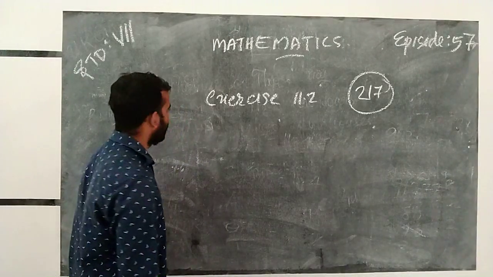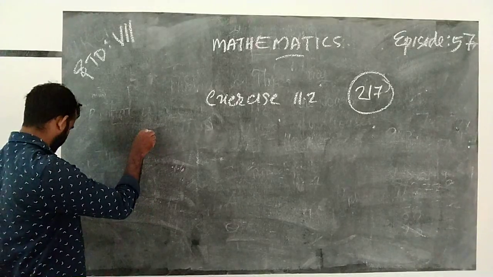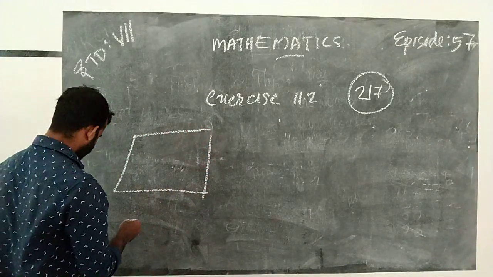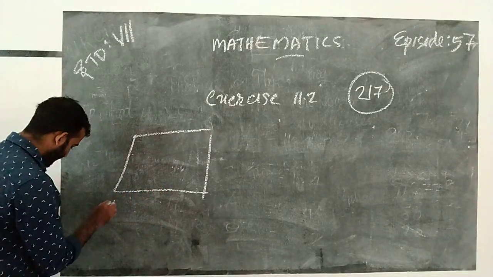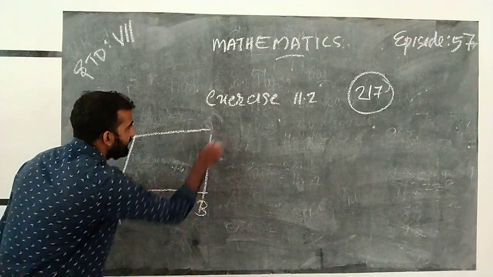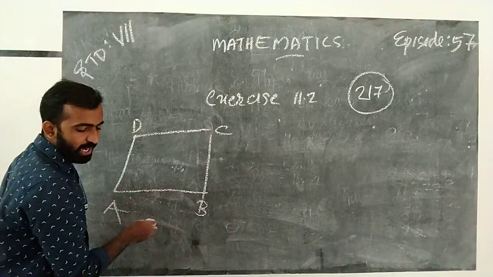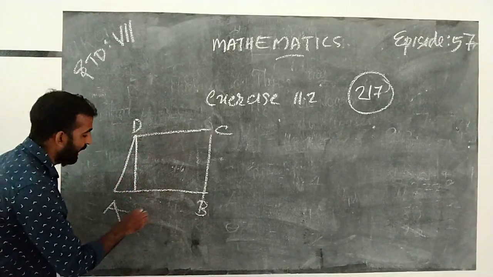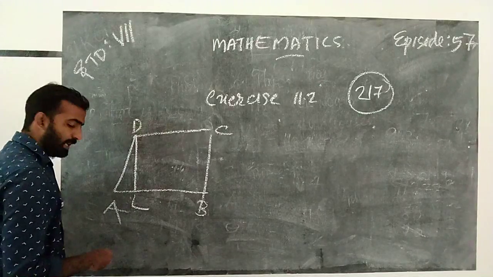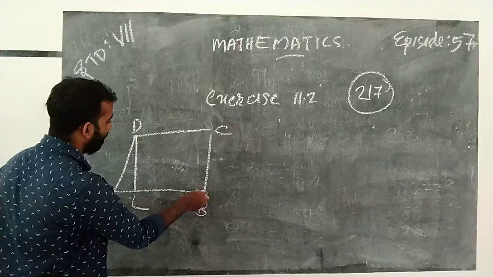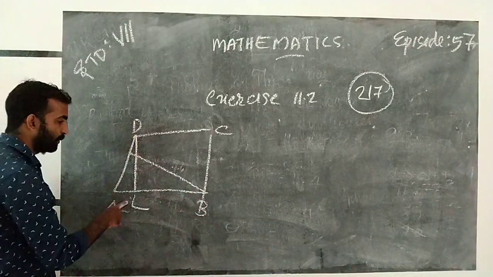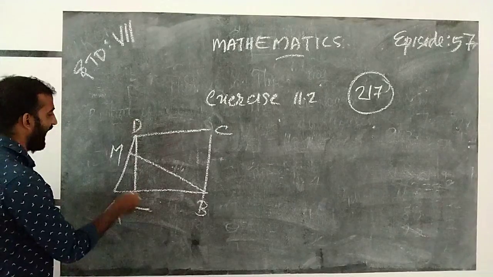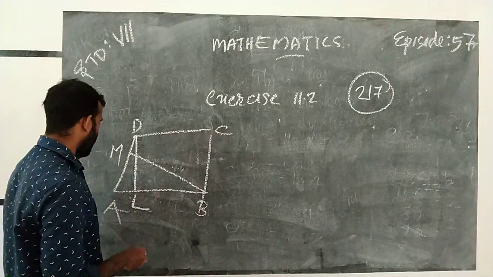That is, the image is here, ABCD. The perpendicular from D to AB, we put as L, and the perpendicular from B to AD, we put as M. This is L and this is M.